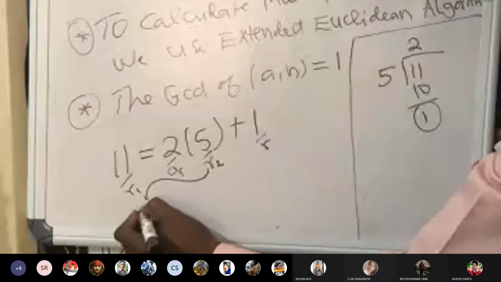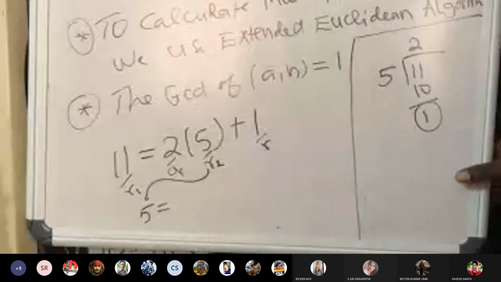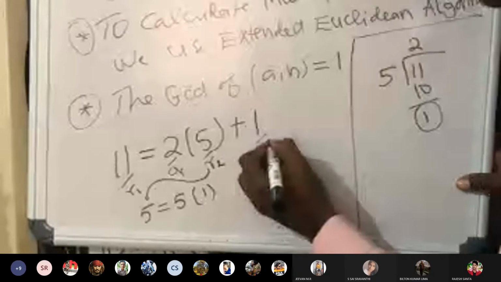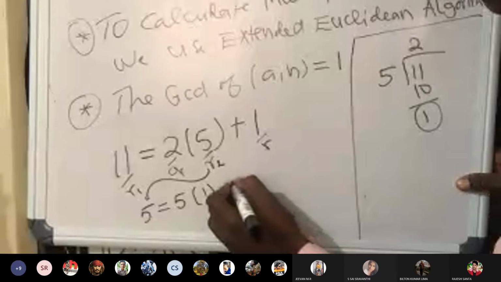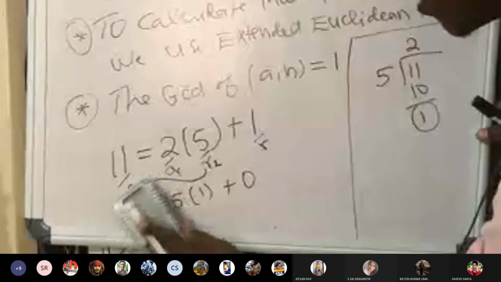Next, R1 is going to be 5. 5 is equal to 5 into 1, R is going to be R2, and the remainder is 0. You get what I'm saying? You get what I'm doing here?